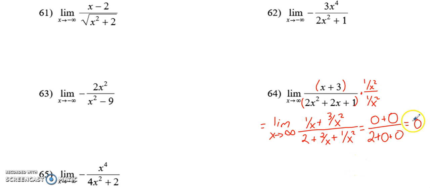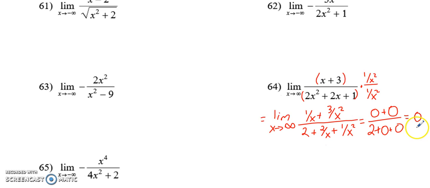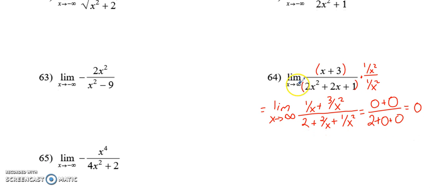That's it. So 0 over 2 is 0. So there's your limit. Again, behavior. We've seen this before. What side of the graph would x going to infinity be on? The right or the left side? Exactly. This was our right-hand behavior.